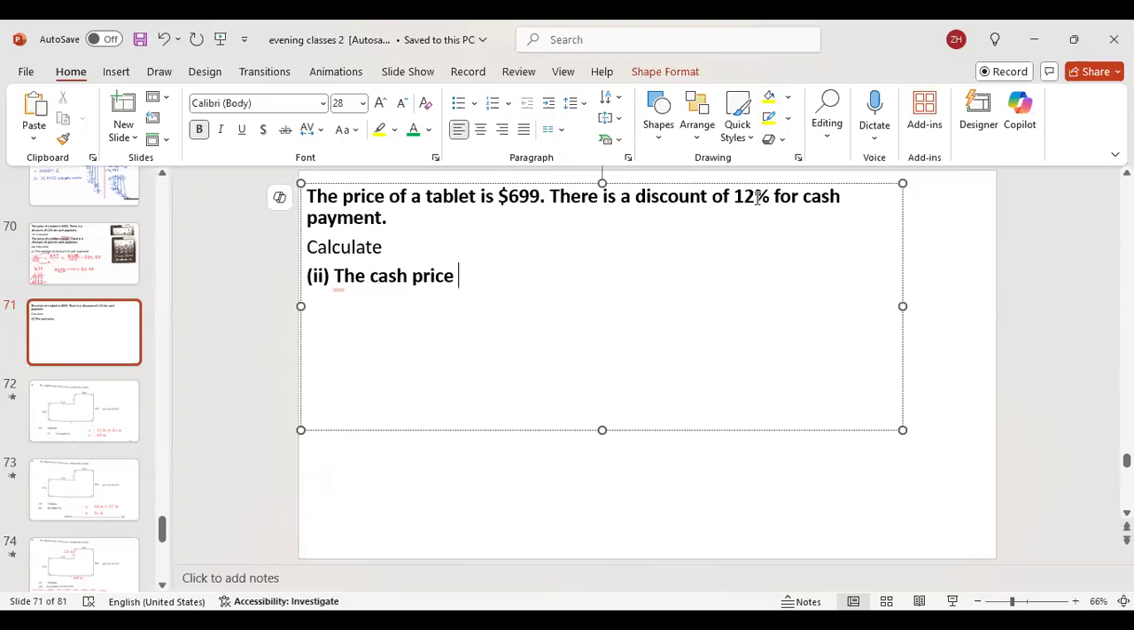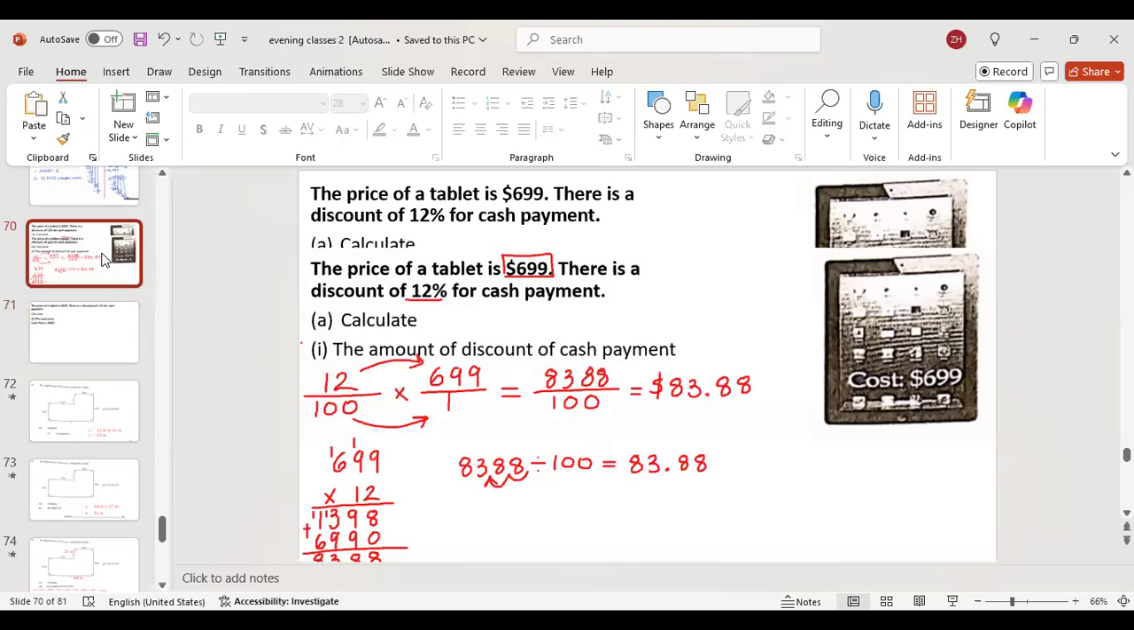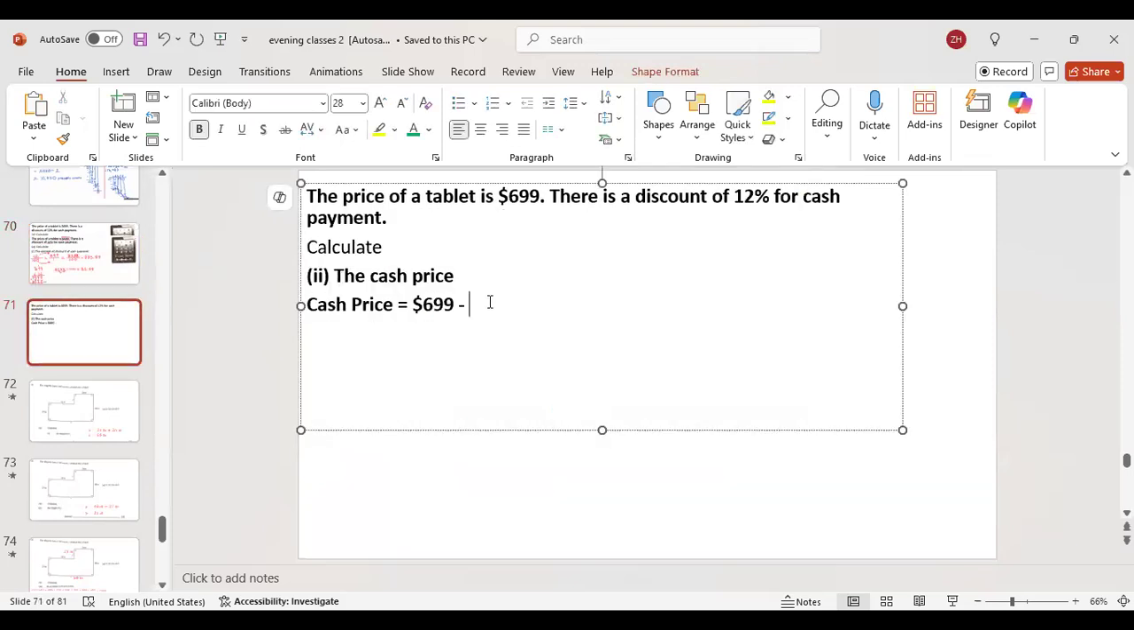You subtract $83.88 from 699. Good, very good. Okay, so we have cash price. So cash price is gonna be what? 699 minus what? Minus 83.88. Good.